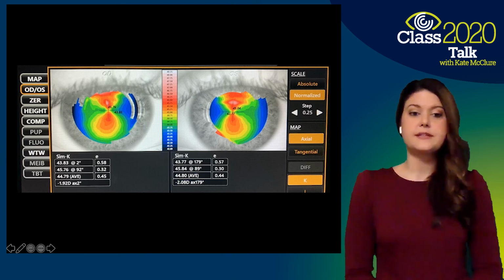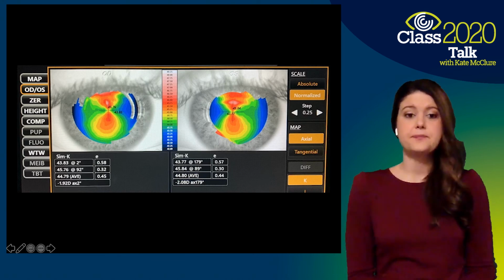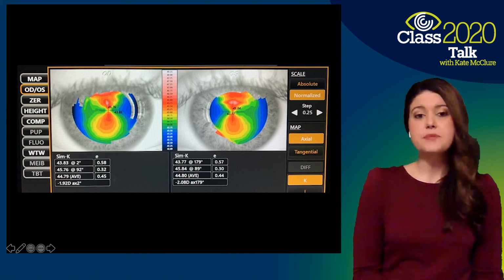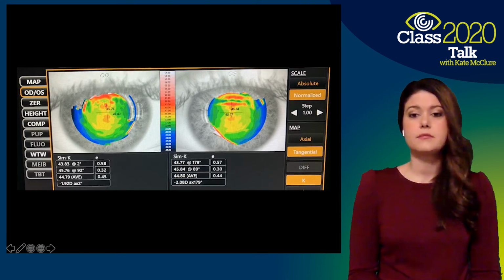Looking at the topographies, we can see that this patient has regular with the rule astigmatism in both eyes. She has just under 2 diopters in the right corneal astigmatism and just over 2 diopters in the left. Here's my tangential map as well.